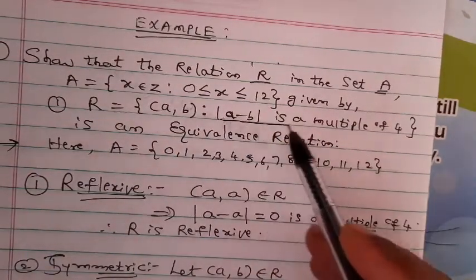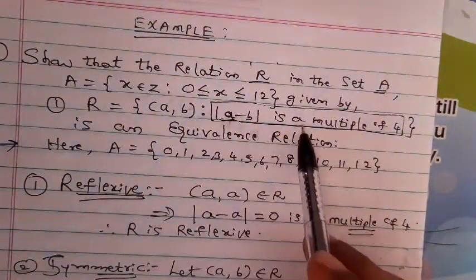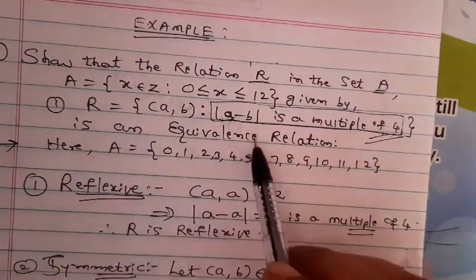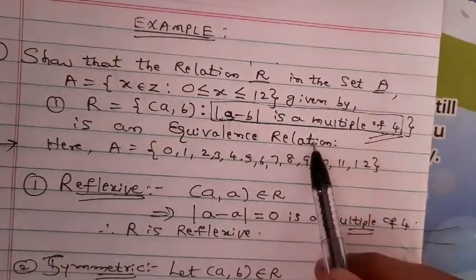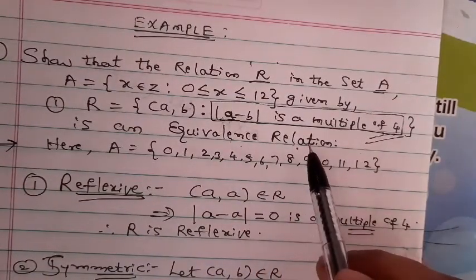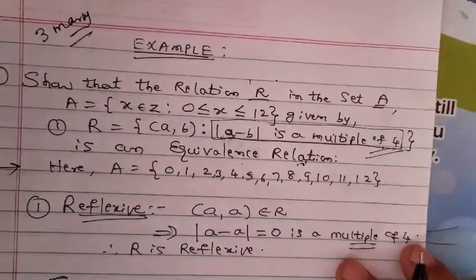see, in the previous class I told, one rule will be given: mod of A minus B is a multiple of 4. It is an equivalence relation. So you have to prove that it is an equivalence relation. Equivalence relation means it should be reflexive, symmetric and transitive. So it is an important question carrying 3 marks.